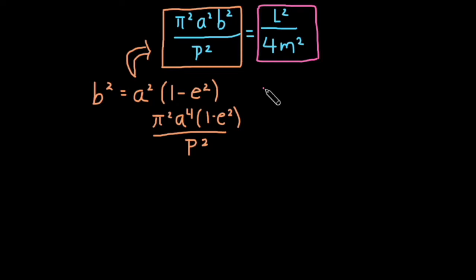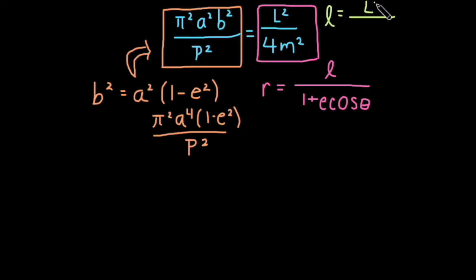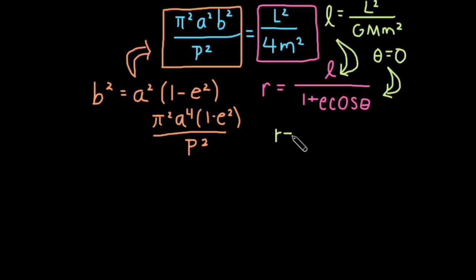Now, let's move to the right-hand side of the equation. We showed in our proof of Kepler's first law that the distance r between the object in orbit and the focus is equal to the semi-latus rectum over 1 plus E cosine theta, where the semi-latus rectum is equal to L squared over GMm squared. At aphelion, the farthest point on an ellipse from the focus, theta equals 0 and r equals A times 1 minus E. We can apply these values to our equation above.